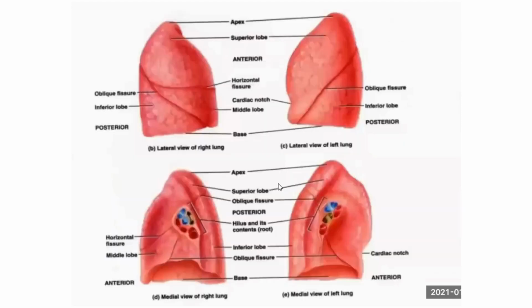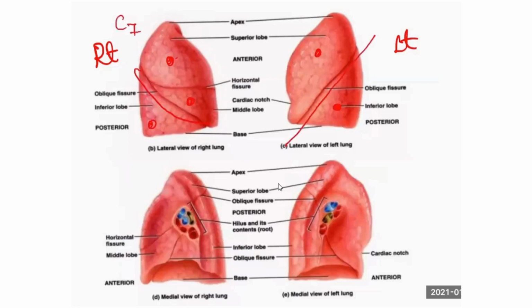Proceeding with the lungs. How many lungs do we have? 2. Right, left. Right lung has upper lobe, middle lobe, lower lobe. Left lung has upper lobe and lower lobe. Right lung is divided by means of fissures. This fissure is the oblique fissure. The extent of the oblique fissure is from C7 to T10. This level you should remember. C7 to T10. And this fissure is the transverse fissure, which divides the upper lobe into upper and middle. So how many lobes on the right lung? 3. On the left lung, 2. Here how many fissures?